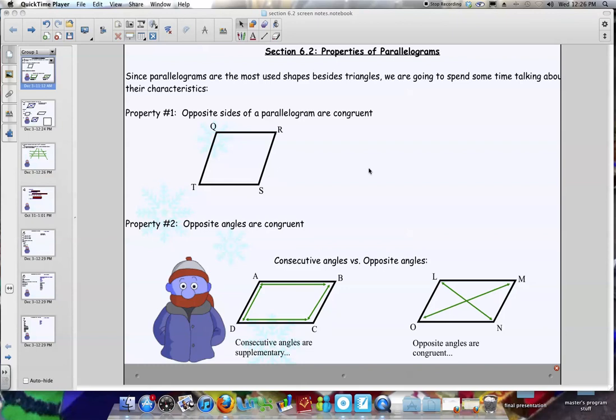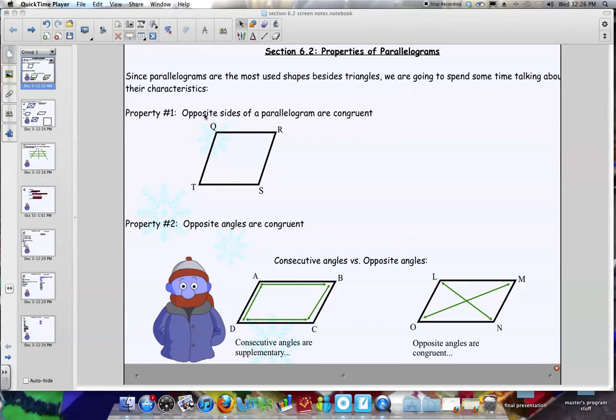This lesson is on properties of parallelograms. Since parallelograms are the most used shapes besides triangles, we're going to spend some time talking about their specific characteristics. Understanding that everything that's a parallelogram has these characteristics, so rectangles, rhombuses, and squares all share these characteristics.